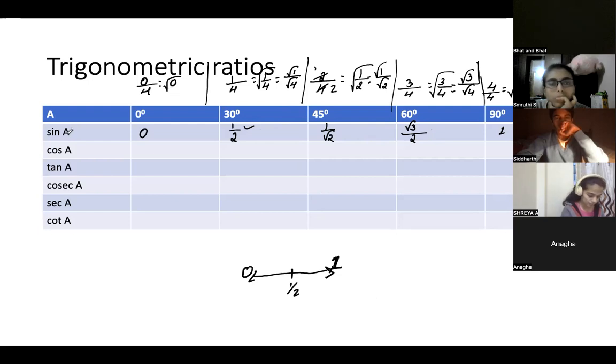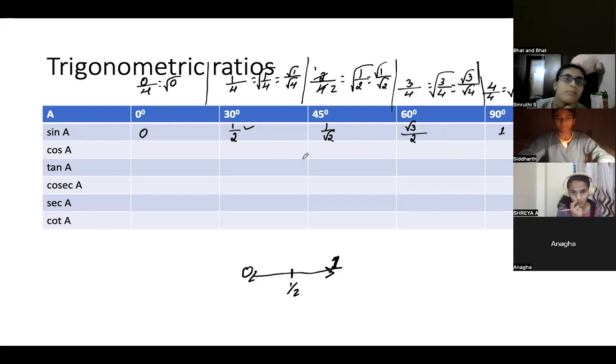That is sine, instead of A, you have to put 0 degree. Sine 0 degree will be 0. Sine 30 degree is 1 by 2. Sine 45 degree is 1 by root 2. Sine 60 degree is root 3 by 2. And sine 90 degree is 1. You will have to remember only the first column.